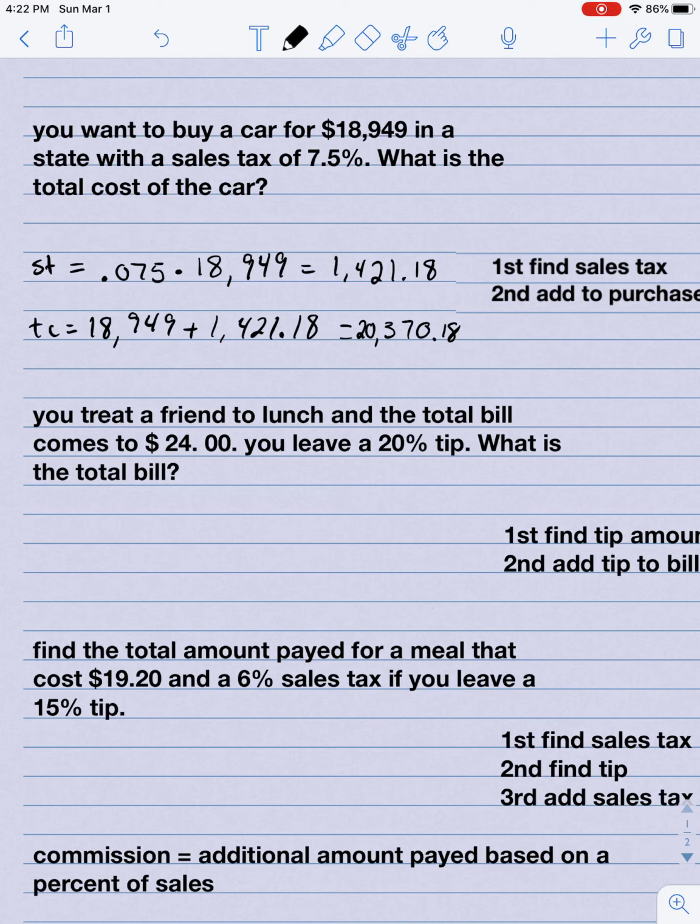The next one, we're going to be looking at tip. So tip, usually when you go out to eat, it's customary to leave a 15 to 20% tip of your bill. So here you treat a friend to lunch and the total bill comes to $24. You leave a 20% tip. What is the total cost? So just like sales tax, your first thing is you find the tip amount and then you add it to your total cost to get your total cost.